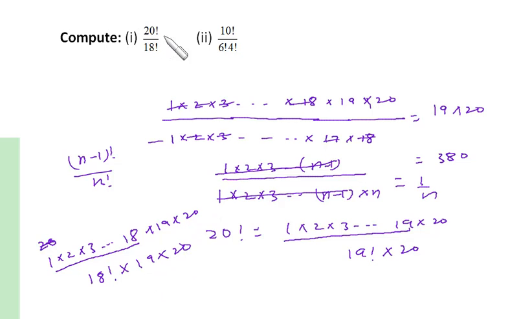Now, as simple as that, 20 factorial by 18 factorial is what? It's 18 factorial into 19 into 20, by 18 factorial. So it will get cancelled, so it's 19 into 20, right?